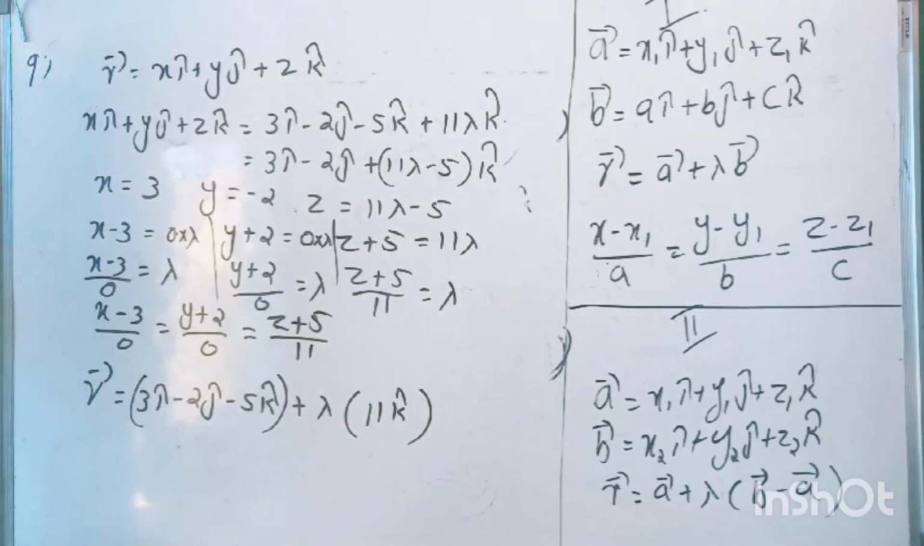This is our Cartesian equation of the line, and this one, R vector is equal to 3i minus 2j minus 5k plus lambda into 11k cap, is our vector equation.